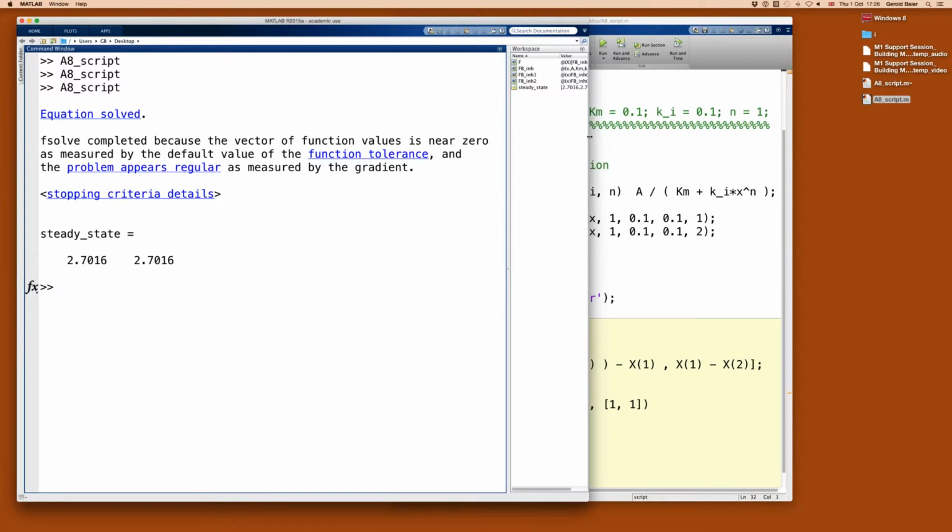However, we are very happy with the outcome. We have here in the command window steady state equal to and then two numerical values. How do we interpret these values? What are they supposed to mean? So when x1 is equal to about 2.7 and x2 is equal to about 2.7 as well, then it will just be a straight line if we plot it.